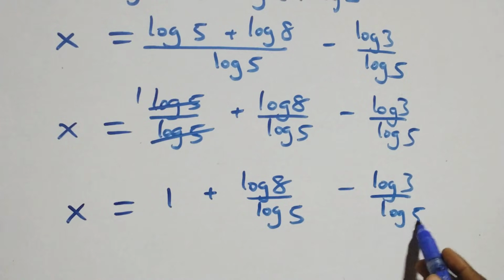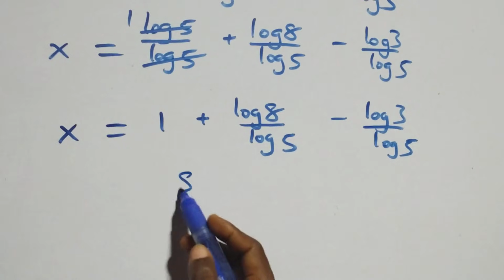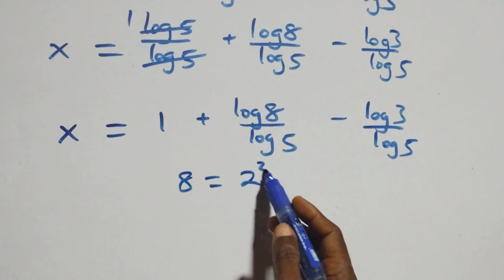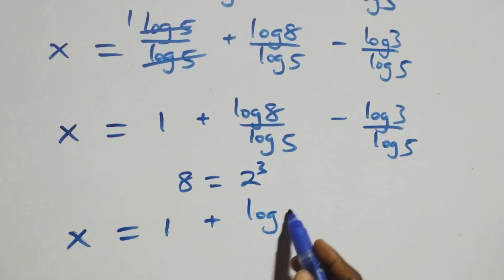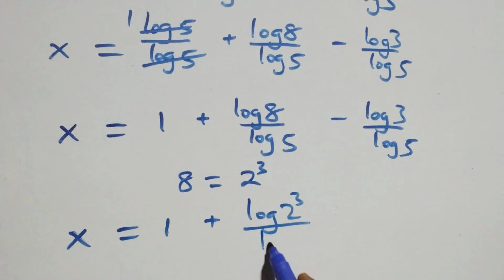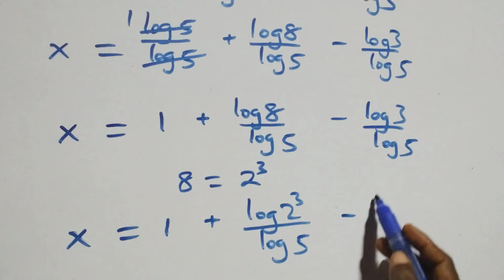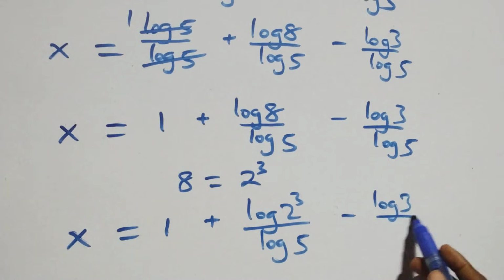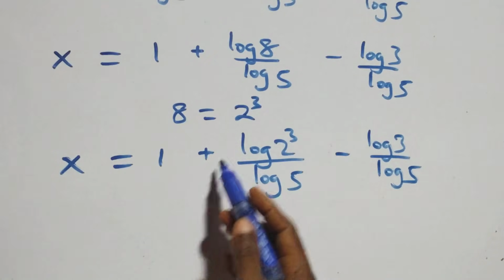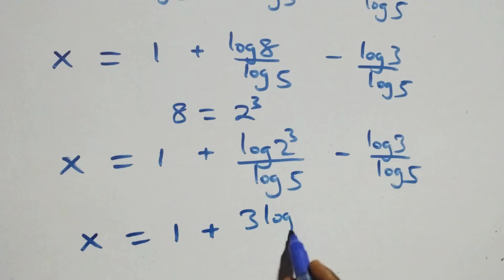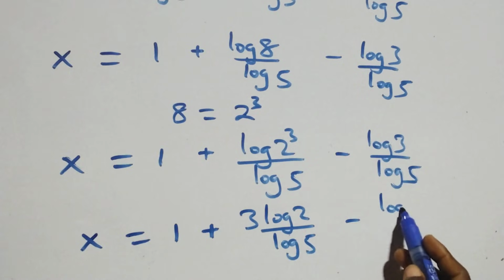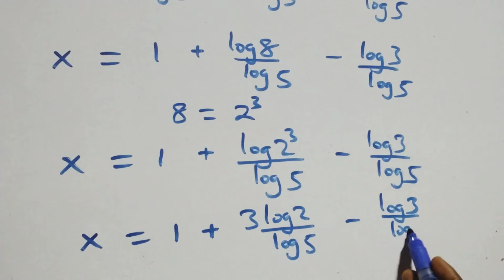Then also here, you can express 8 as 2 times 2 times 2, that's 2 raised to power 3. This becomes x equals to 1 plus log 2 raised to power 3 over log 5 minus log 3 over log 5. Then this, we apply the power law of logarithm. 3 comes there and we have x equals to 1 plus 3 log 2 over log 5 minus log 3 over log 5.